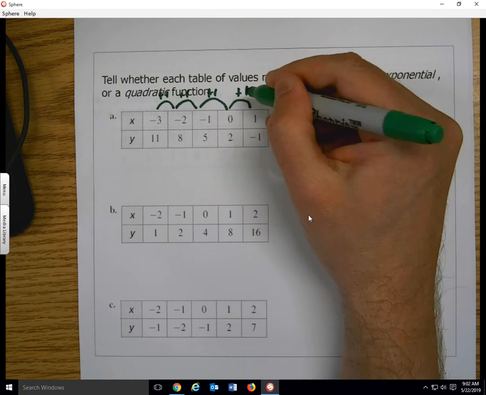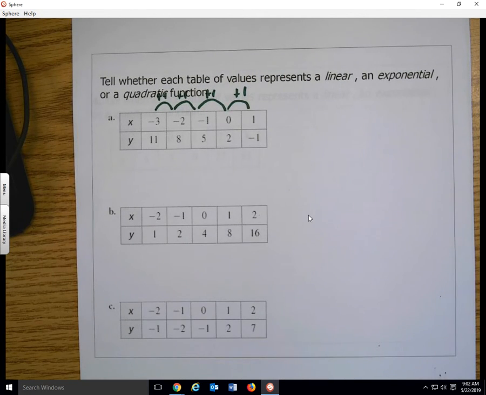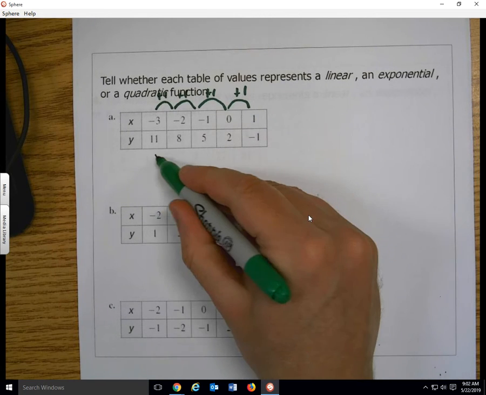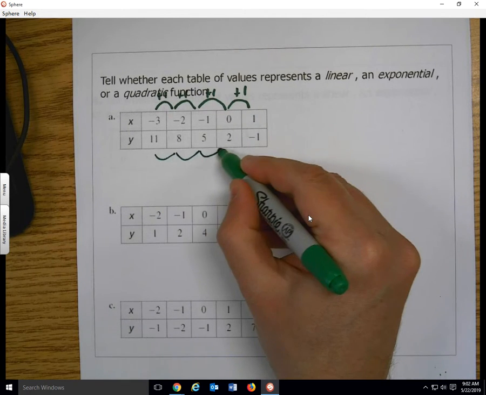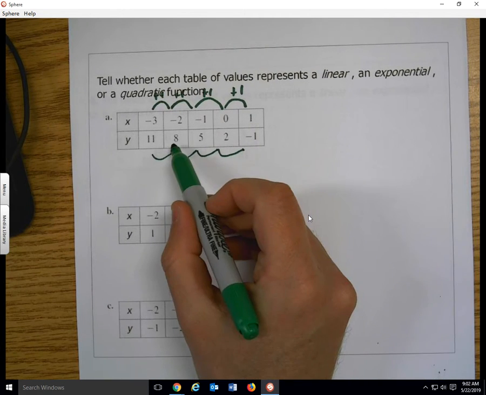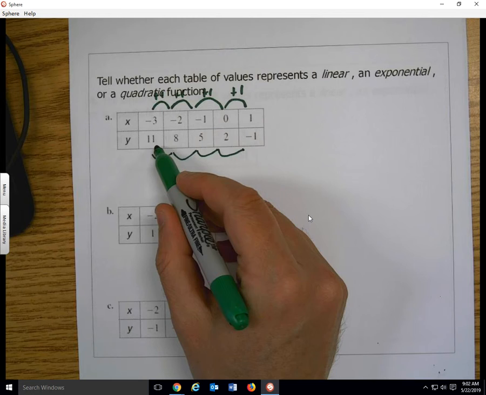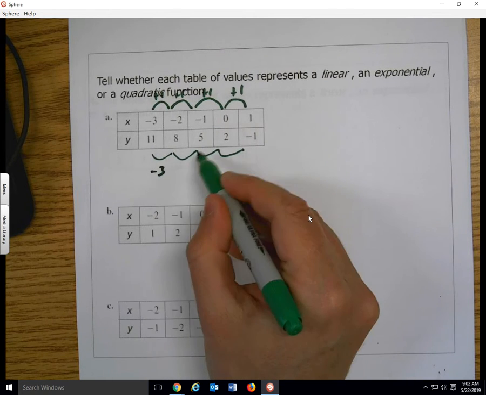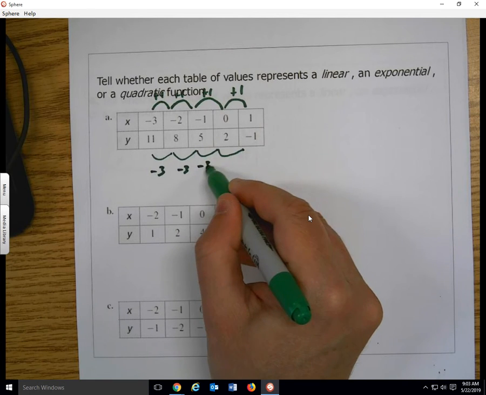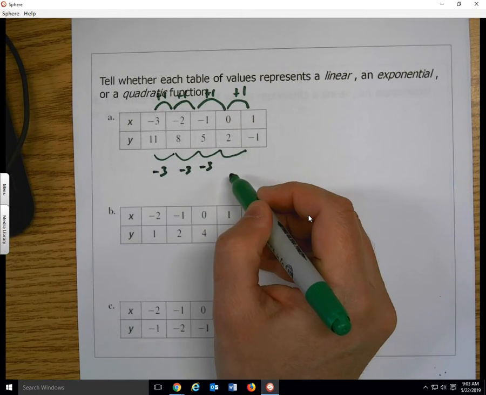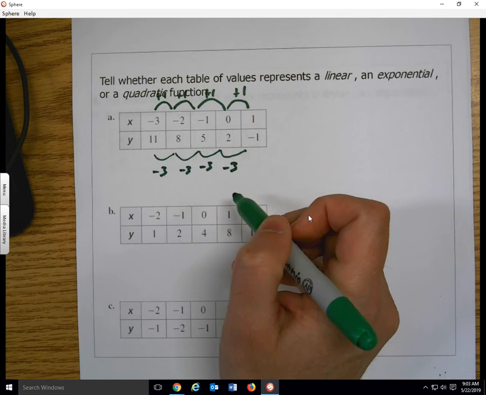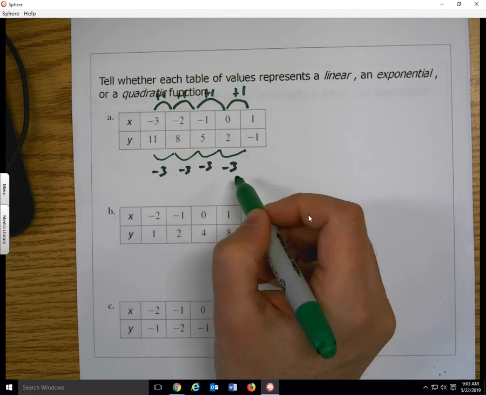So as x increases by 1, what's happening for the y's as we go from one value to the next? Let's see here. 8 take away 11 would be a negative 3. 5 take away 8 would be a negative 3. 2 take away 5 would be a negative 3. A negative 1 take away 2 would be a negative 3. So we have a constant rate of change here.